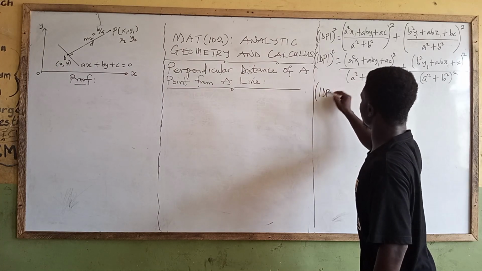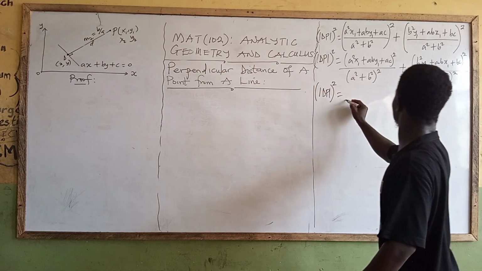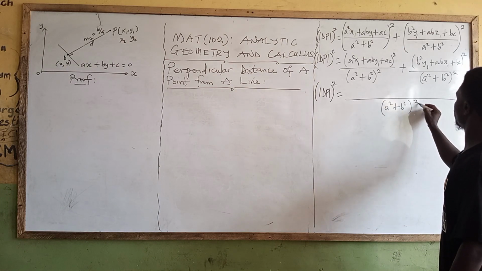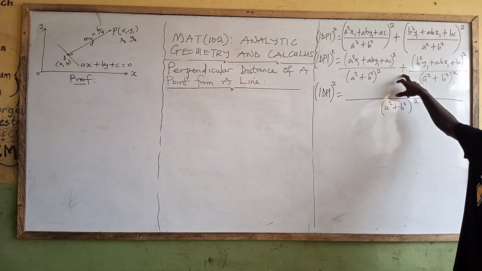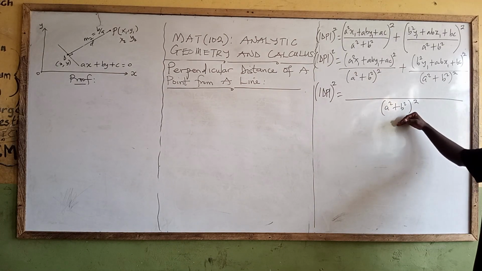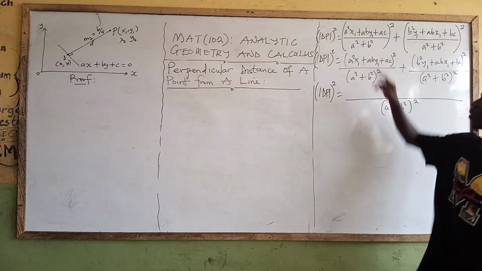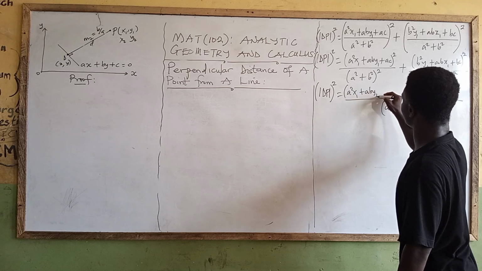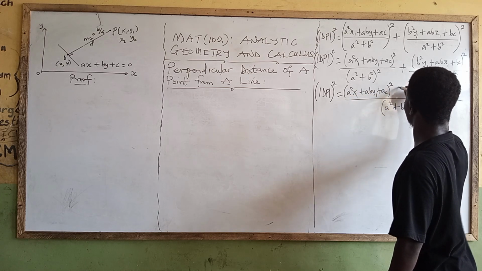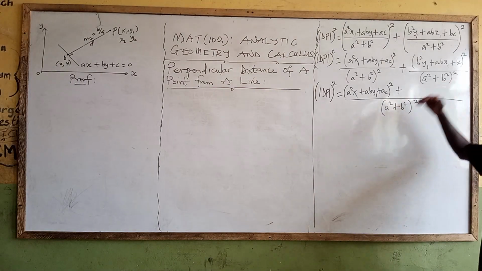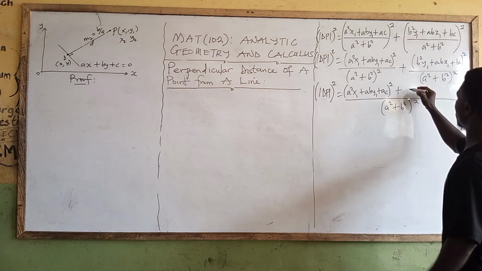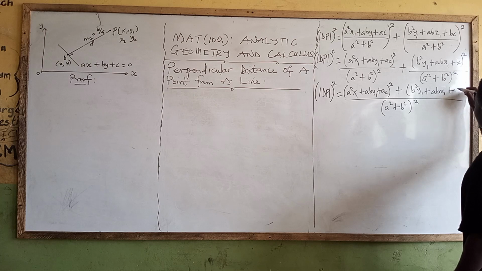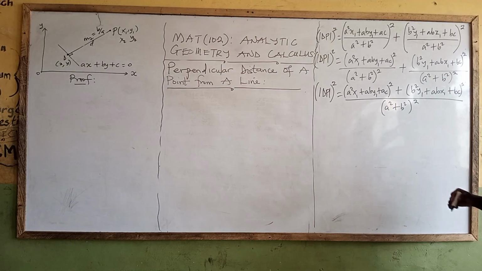Our length of DP all squared must be equal to, now our LCM will be a squared plus b squared all squared, right? Because we are adding fractions, our LCM is this. This one will go into itself once. Once it multiplies that, we still get a squared times x1 plus a b y1 plus a c all squared, plus the same thing. Once it multiplies, we get b squared y1 plus a b x1 plus b c all squared, right?